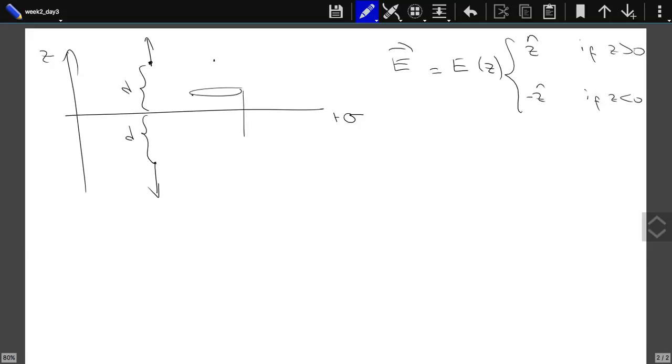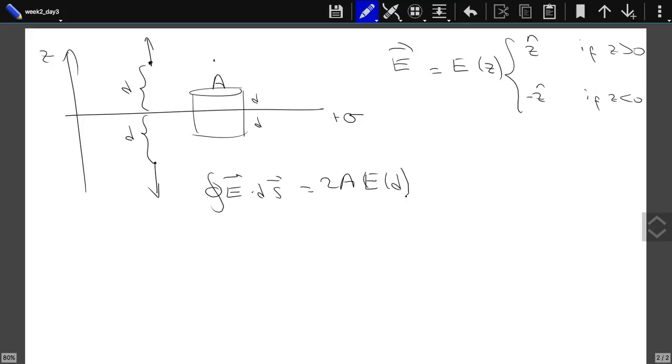And then we can take such a Gauss surface. This distance is the same distance as d. I can evaluate the Gauss integral over this surface. Let's say the area is A. And this integral will be just 2A times E of d.